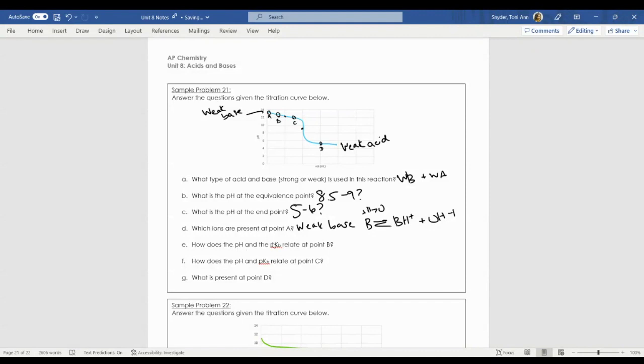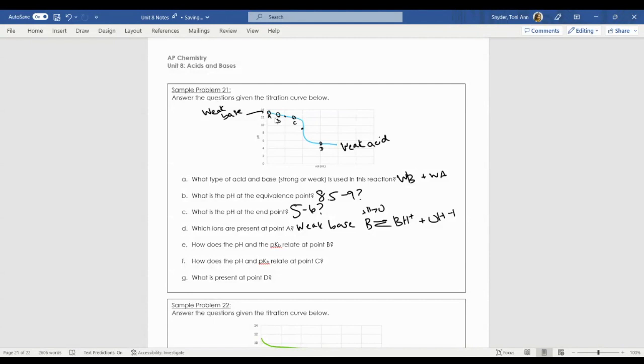And this is another reason why I don't think this is a strong base: they talk about the pKb. The Kb for strong bases will be much greater than 1, so we wouldn't have that buffer region. Do you see where I'm getting at here? I do not agree with the strong base argument. I believe this is a weak base, especially because it's mentioning pKb.